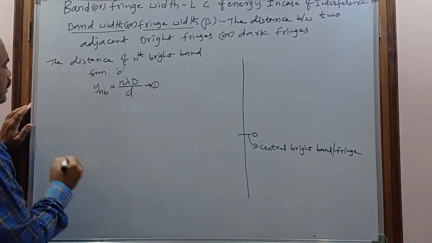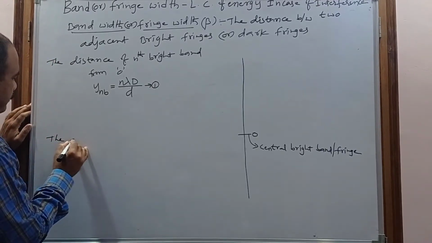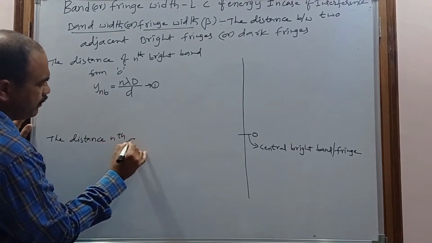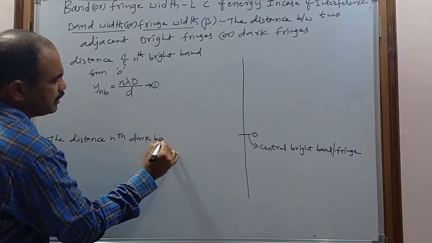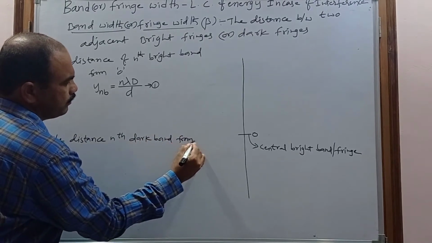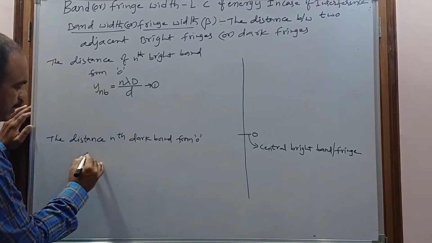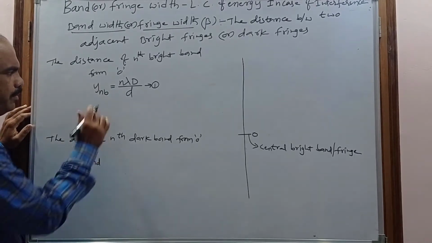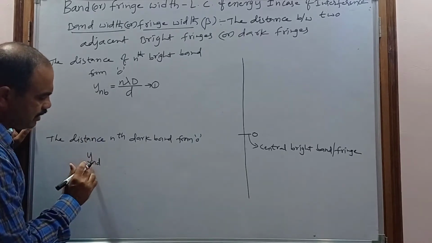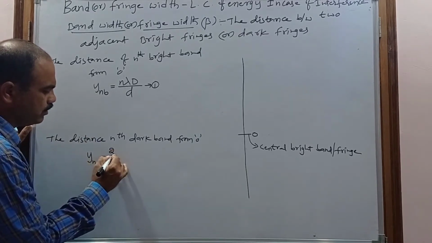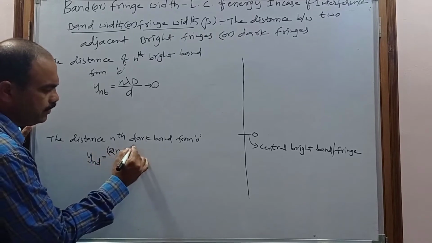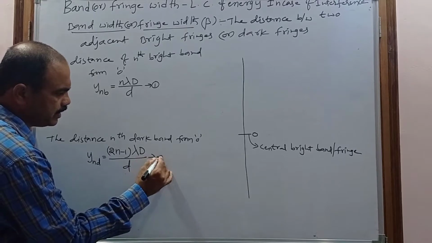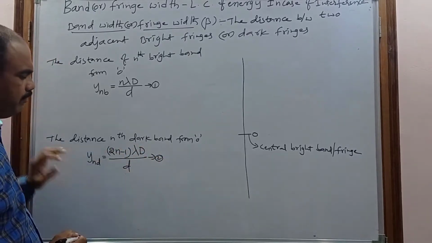Now coming to the distance of the nth dark band from O. What is the formula? That is the distance of the nth dark band, where D means dark here and B means bright. The distance of the nth dark band is equal to (2n minus 1) into lambda into capital D by small d. This represents the distance of the nth dark band from O.